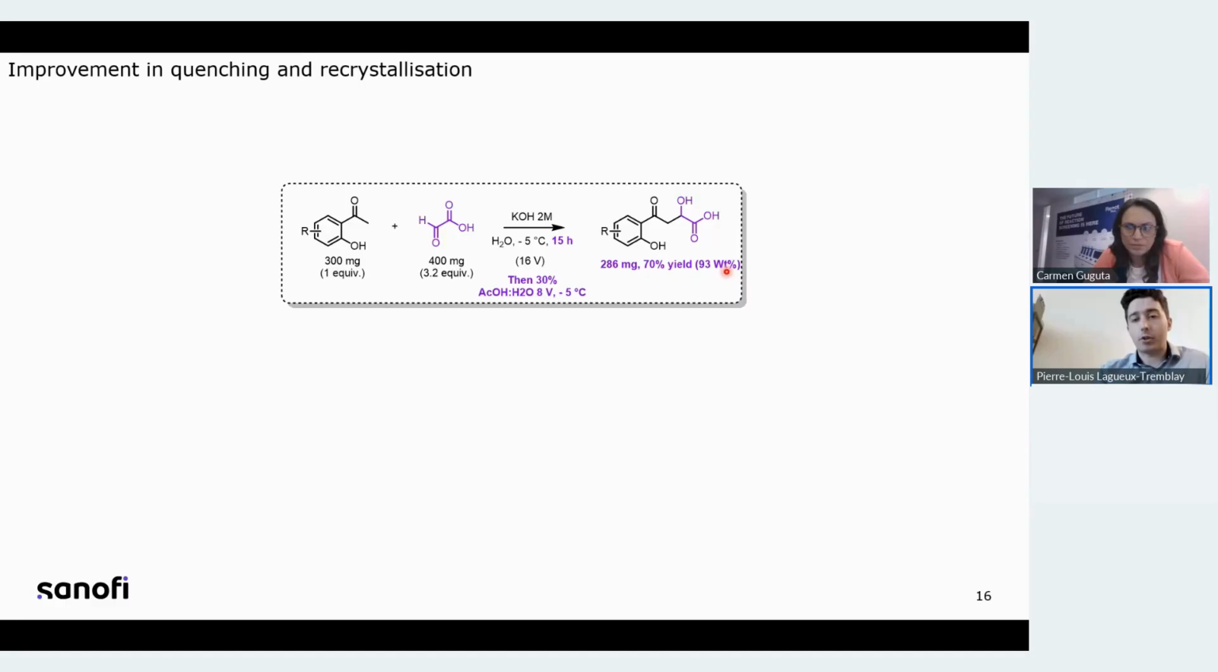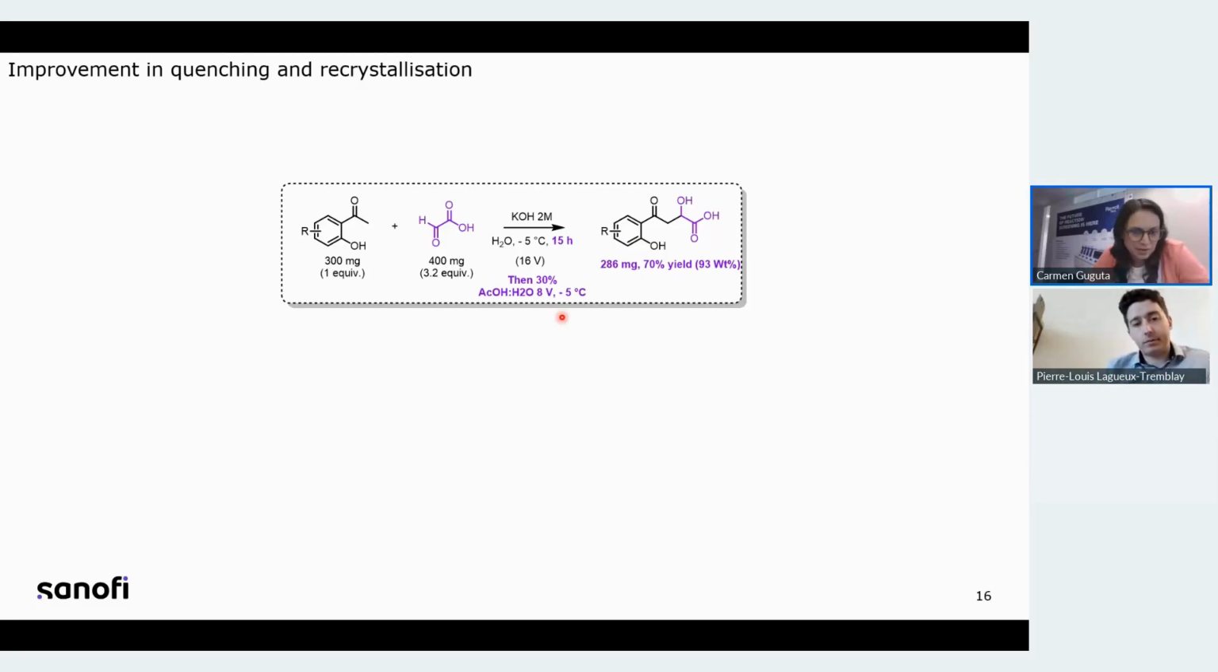And so by NMR, it was 93% pure. So by weight, it was 93% compared to the standard by NMR. And this was multiplied by the crude yield to give that 70%. Okay.